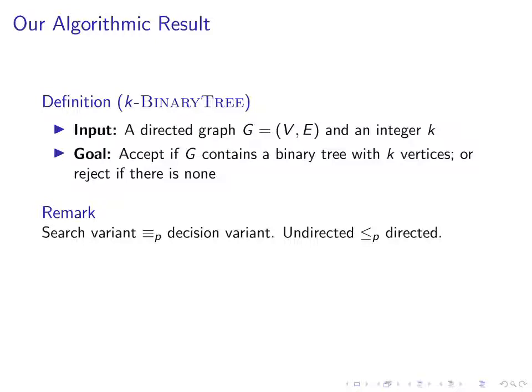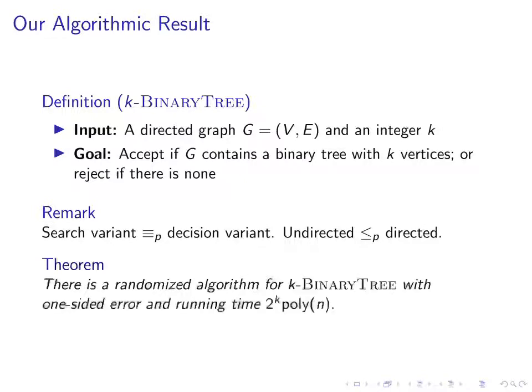The other remark that we want to make is that the undirected version of k-binary tree can be polynomial time reduced to the directed version. This is because suppose we're given an undirected instance. If there's an edge between two vertices, we can replace that edge by two anti-parallel edges. The main theorem that we want to show is the existence of a randomized algorithm for k-binary tree with one-sided error, and the running time is 2 to the k times poly n.